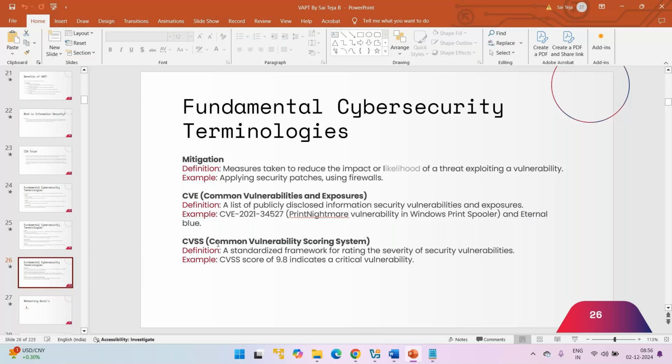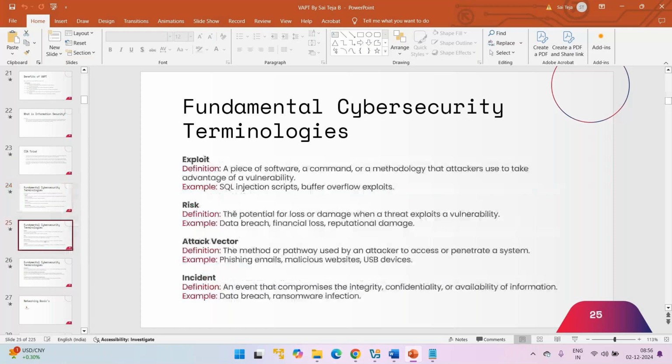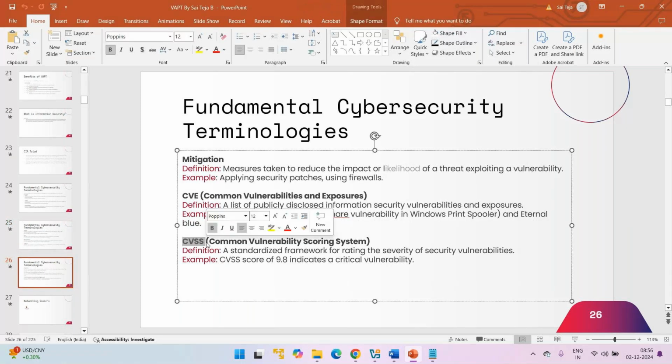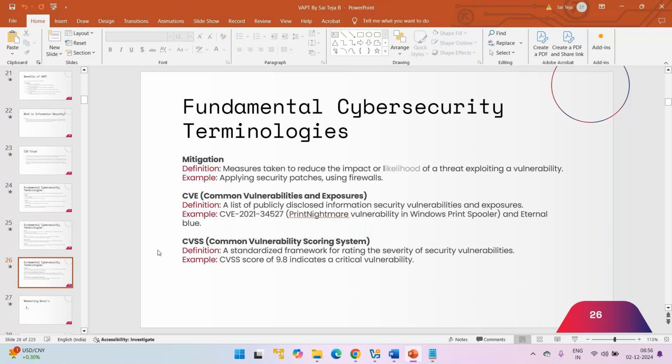When I say risk, what? Possibility of exploitation, which may cause some kind of potential damage, right? So when you identify the vulnerabilities in the organization and fix them by applying the mitigations, what happens? The CVSS score will come down, right? That's where you can reduce the risk. Understand? So this is all about the basic terminologies, guys, for today's session.